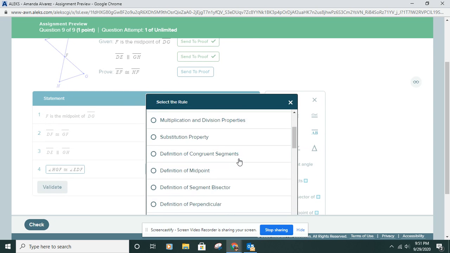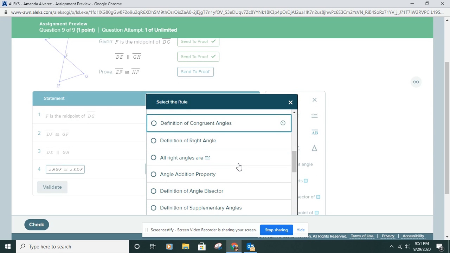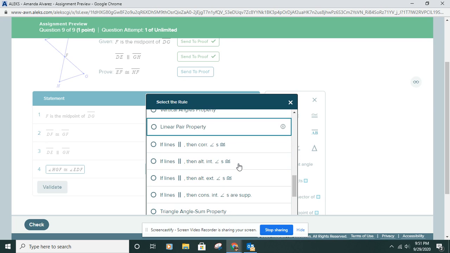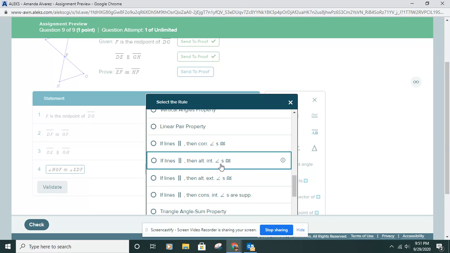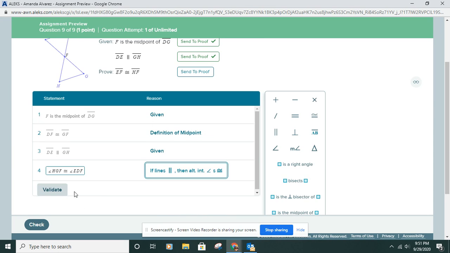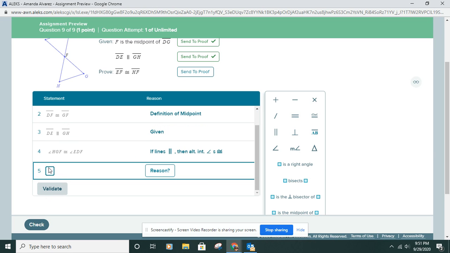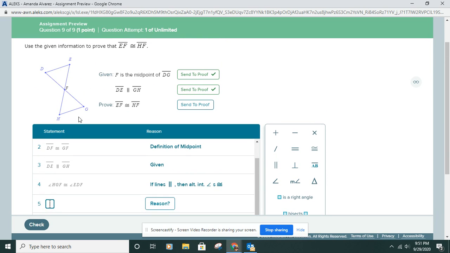Where is it? Oh my gosh, there's a lot. Okay, so if lines are parallel, which we have, we're given lines are parallel, then alt interior angles are congruent. Okay, and then, like I was saying, there's also the vertical angles. So angle GFH is congruent to angle DFE. That's vertical angles property.